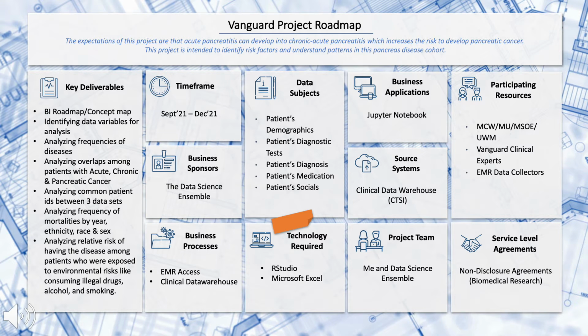The expectation of this project is that acute pancreatitis can develop into chronic pancreatitis, which increases the risk of developing cancer of the pancreas. The project is intended to identify risk factors and understand patterns in this pancreas disease cohort. We will be talking about the key deliverables later in the slide.